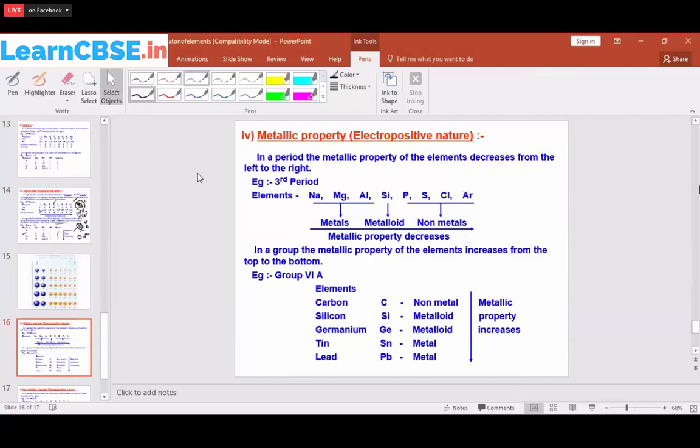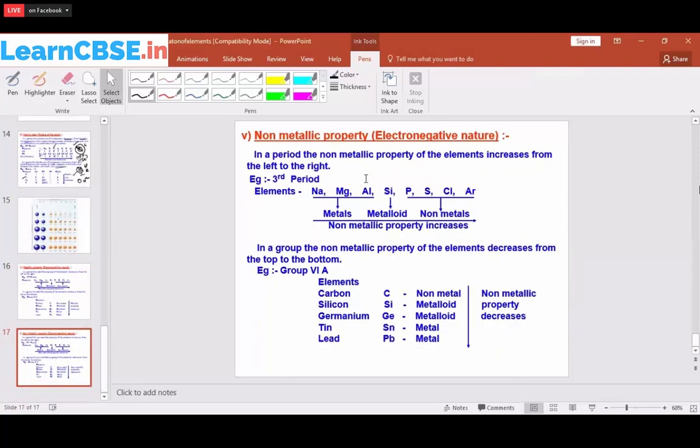In a group, the metallic property of the elements increases from top to bottom. We are taking group 4A: carbon, silicon, germanium, tin and lead. Carbon is a non-metal, then it becomes a metalloid, then it becomes a metal. So when you are moving down the group, the metallic property increases. When you are moving from left to right in the period, the metallic property decreases.